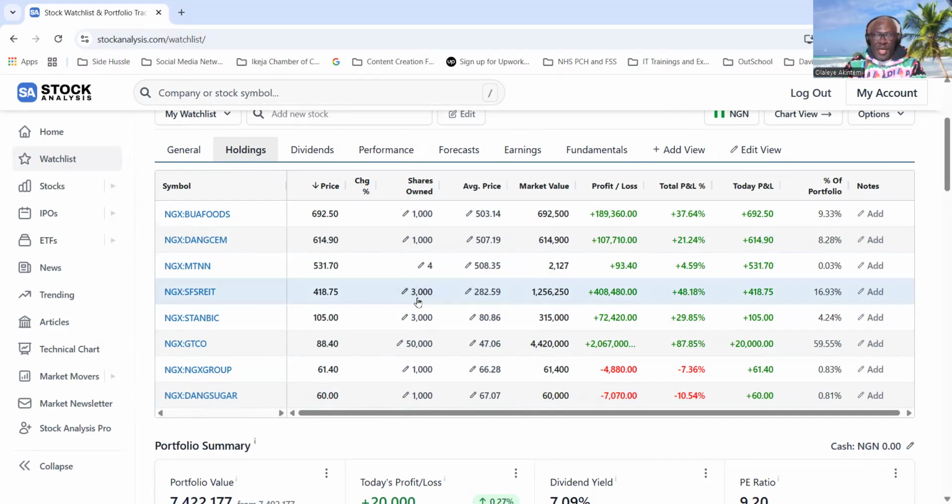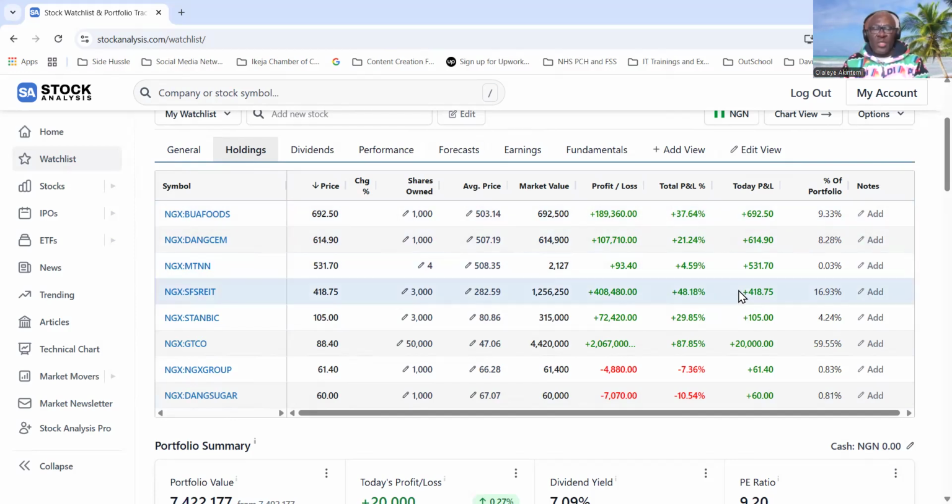This is the only area you need to edit. These two: share units and average price. Once you've put in the number of shares you own and the average price for those stocks, this other part will be populated for you automatically. You don't need to enter it. Once you put in the number of units you own and the average price, the tool will tell you the market value of your stock, the profit or loss you have gained on each stock. It will tell you the percentage gain or the percentage loss.